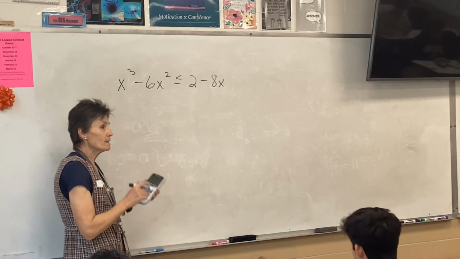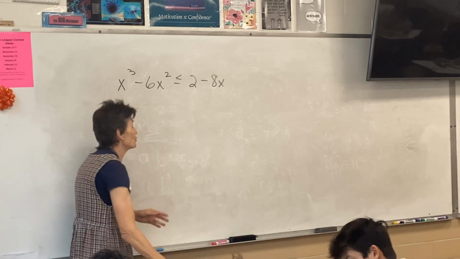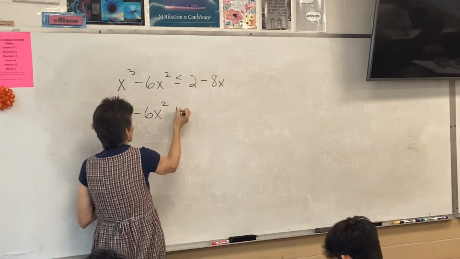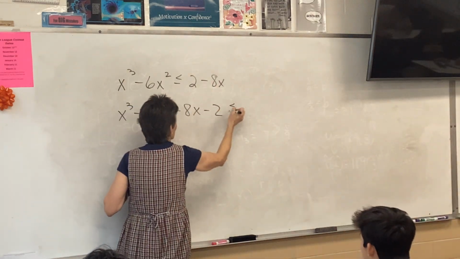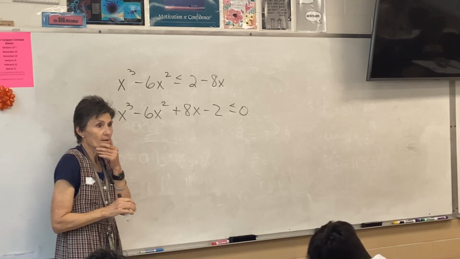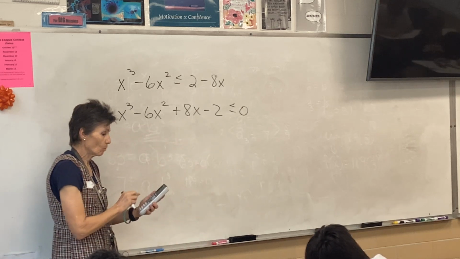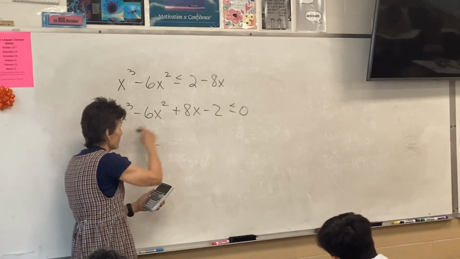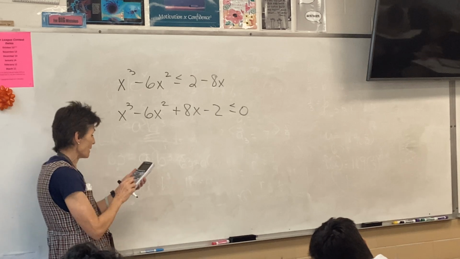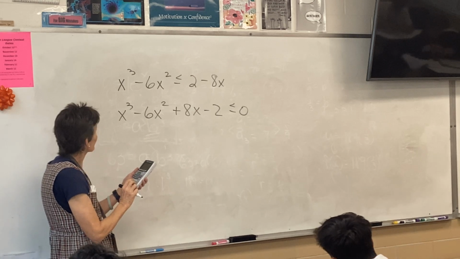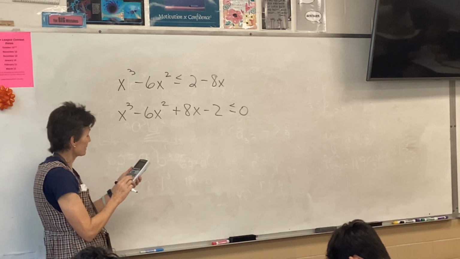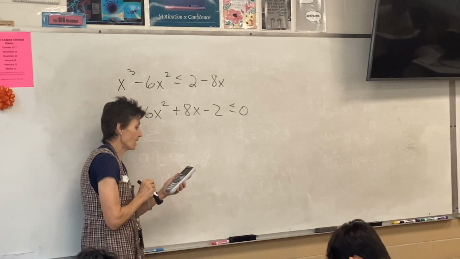Now, one strategy is to get everything set equal to 0. So add the 8x over, subtract the 2. So this is one strategy. All right? Then go to y equals and type in that equation. So y equals, and then type in x cubed minus 6x squared plus 8x minus 2, hit graph.